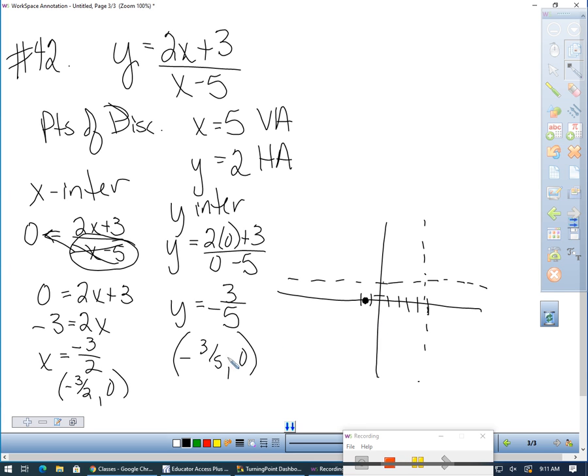Whoops. I wrote those backwards. Let's fix that. Should be the other way around. This should be 0, negative 3 over 5. Sorry about that. So that falls right about here. So our graph has to go through those 2 points and approach the asymptote.